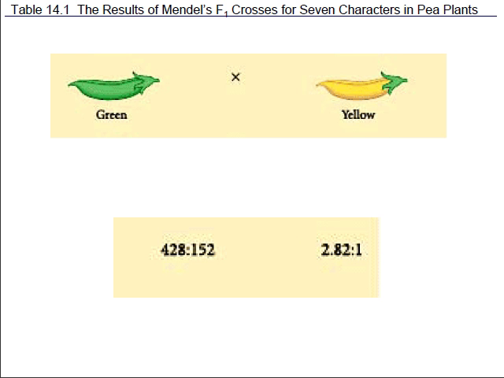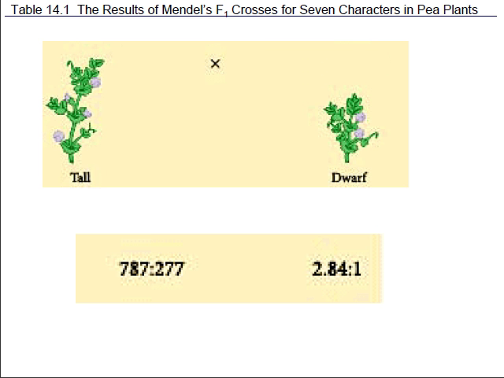See where I'm going with this? With green pods versus yellow pods, about a 2.82 to 1 ratio. From tall plants times dwarf plants, these are true breeding individuals in the parental generation. F1 all tall, F2 about a 2.84 to 1 ratio.